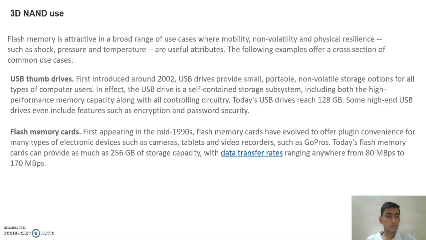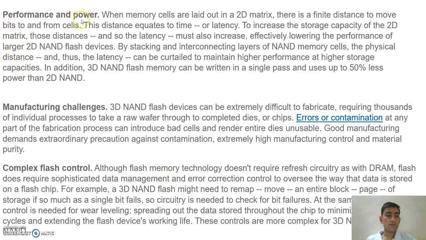So next we will see performance. When compared to 2D, 3D has better performance, with distance equating to time or latency. To increase the storage capacity of a 2D matrix, those distances, and so the latency, must also increase. So 3D NAND memories can maintain higher performance at higher storage capacity.